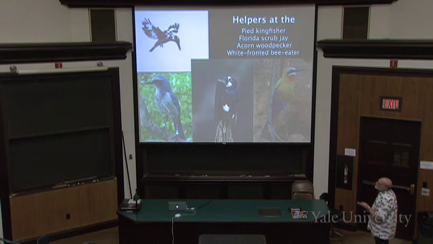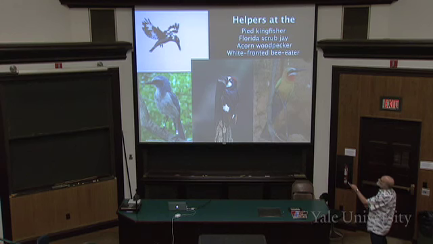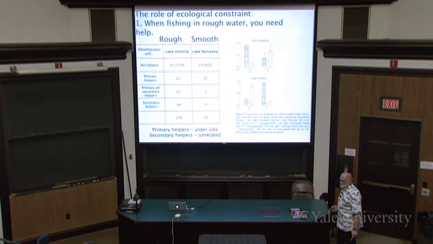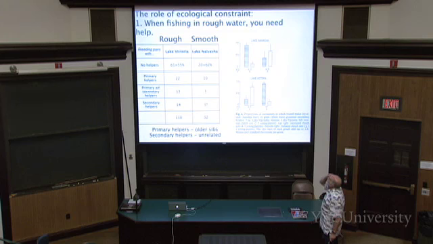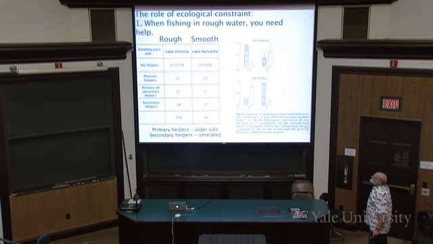Now, perhaps a little bit more convincing are helpers at the nest. There are quite a few birds in which there are helpers at the nest. Here are 4 of them. So pied kingfisher, Florida scrub jay, acorn woodpecker, and white-fronted bee-eater. We'll do the pied kingfisher example, which was done by Uli Ryer. And he did this in East Africa, contrasting colonies living on Lake Victoria and Lake Naivasha.